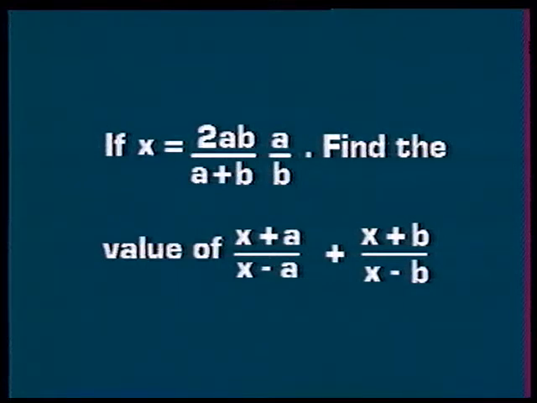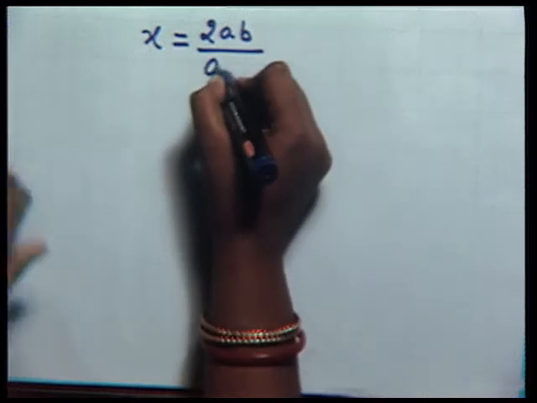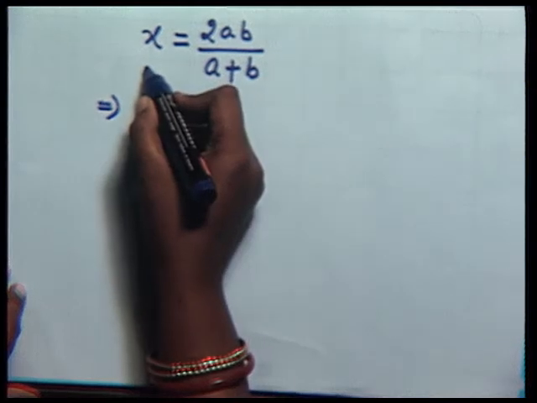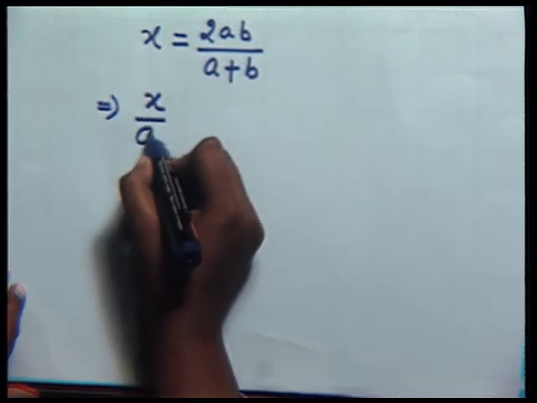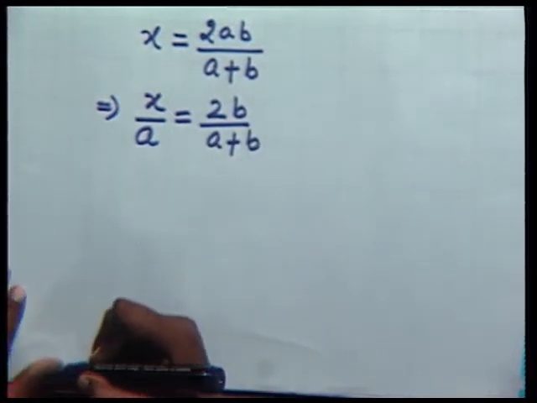The problem is, if x is equal to 2ab upon a plus b, a not equal to b, find the value of x plus a upon x minus a plus x plus b upon x minus b. Now, here we are given that x is equal to 2ab upon a plus b. This implies, if we take a here in the denominator of x, we get x upon a is equal to 2b upon a plus b.